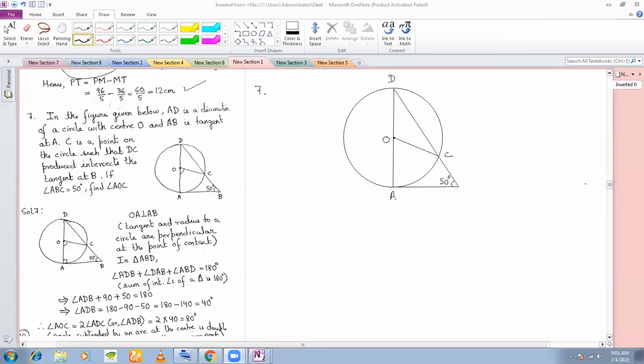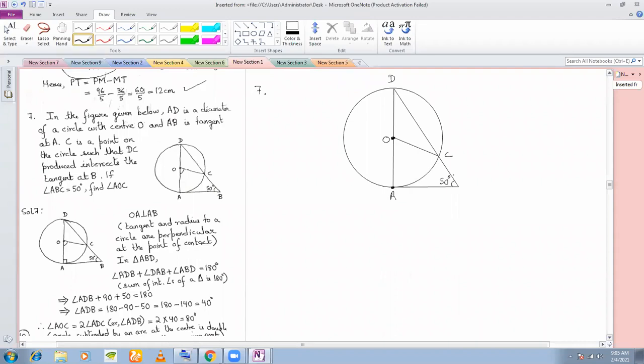If you read this problem, it states that in this figure, AD is the diameter. So clearly O is the center of the circle, and a line through the center of the circle is called the diameter with center O. So AD is the diameter of the circle with center O. And AB is a tangent at A. So you have point of contact A, and you have a tangent at this point.